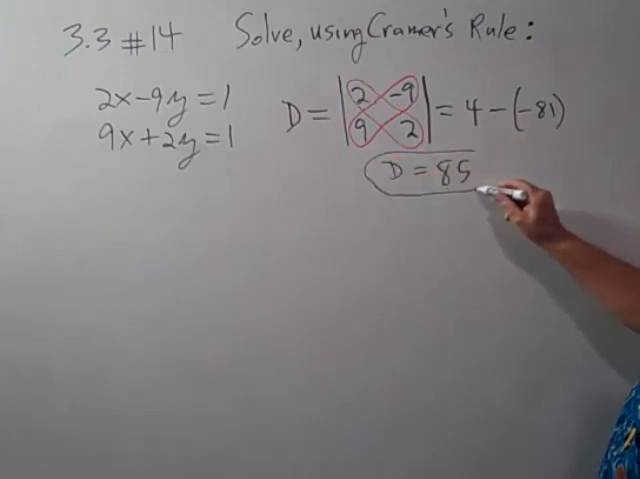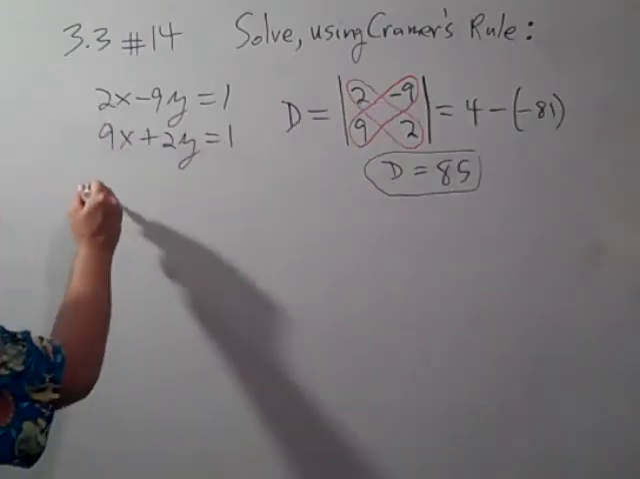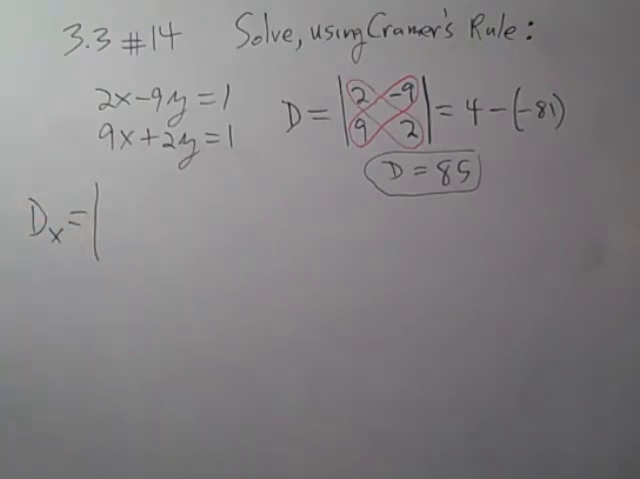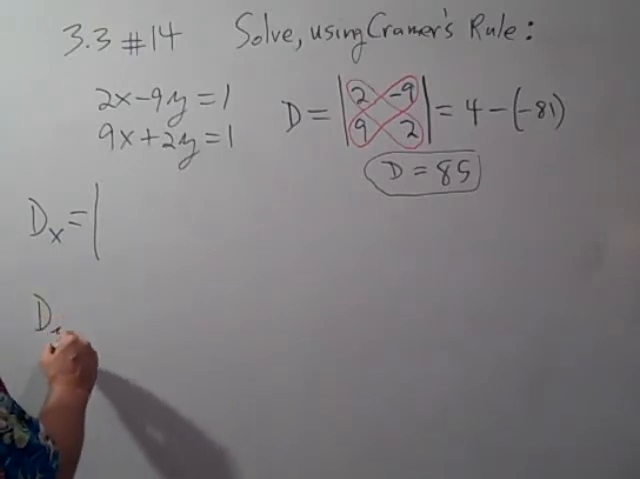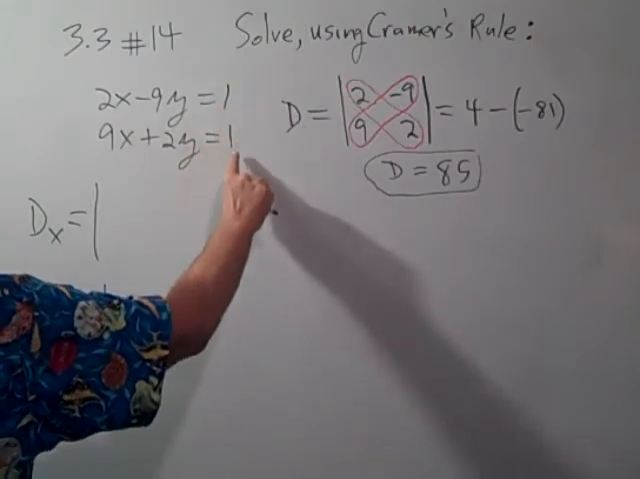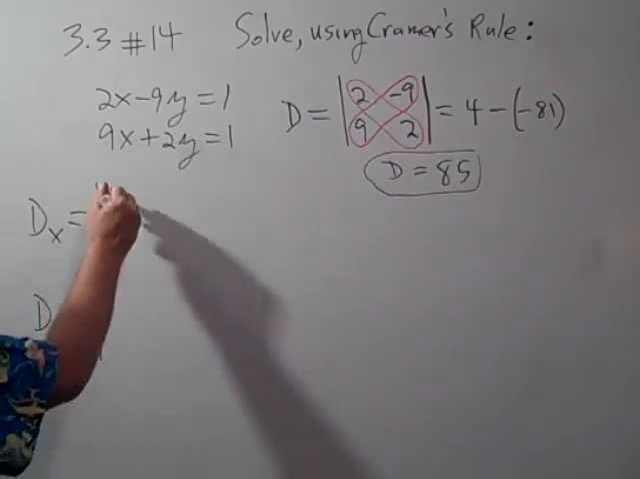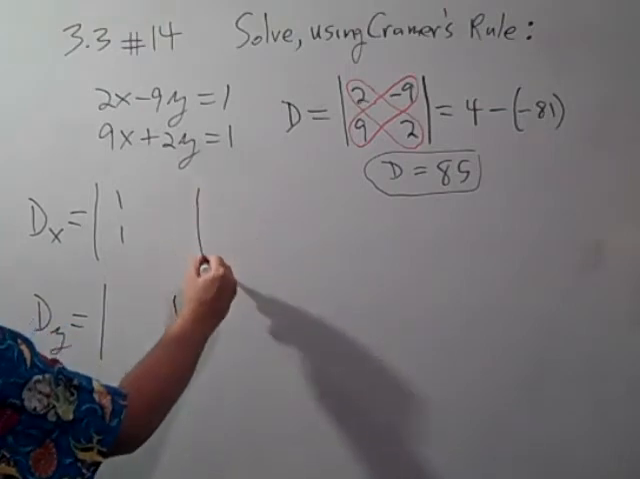So there's our D. There's 2 other determinants we need to compute that are very similar, d sub x and d sub y. So d sub x is the same as the original determinant, except you put the 1, 1, the numbers on the right side of the linear system, you put those over the x column. So this is 1, 1. But for d sub y, you put it over the y column.